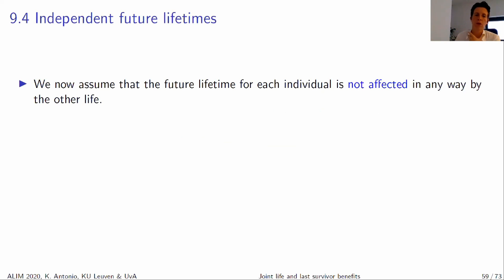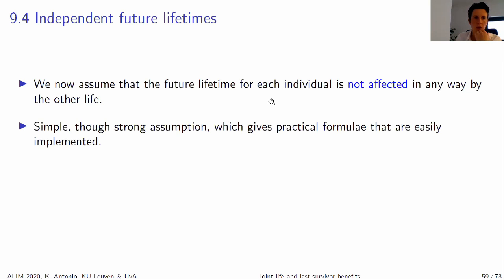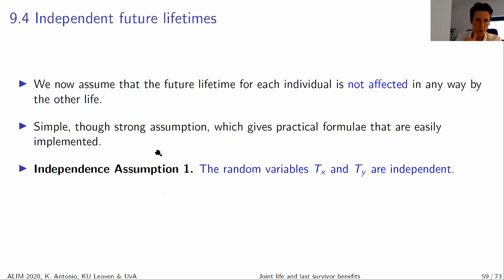And the first assumption that we're going to make is, what if we assume that both lifetimes are independent from each other? So we assume that the future lifetime of an individual is not affected in any way by the other life. And that's our first starting point. Later on, we're going to generalize that as well. But let's assume that here. It's a simple but strong assumption. And the advantage is that we get quite simple formulas then, which we can easily implement to value these products. So that's my independence assumption.